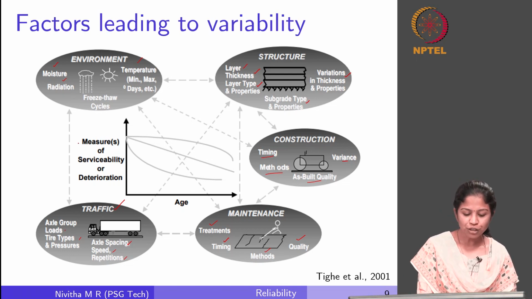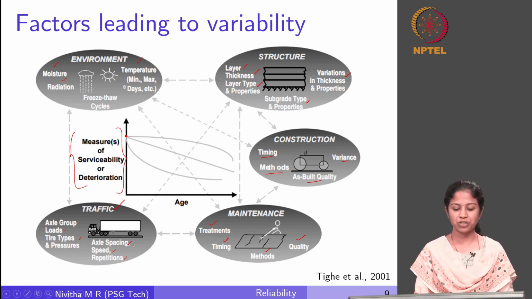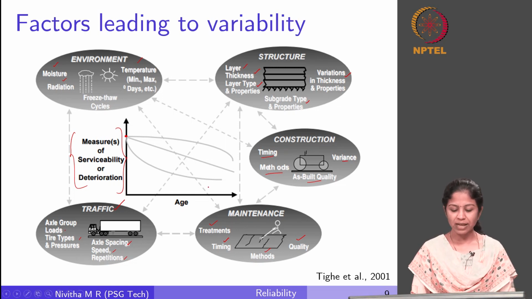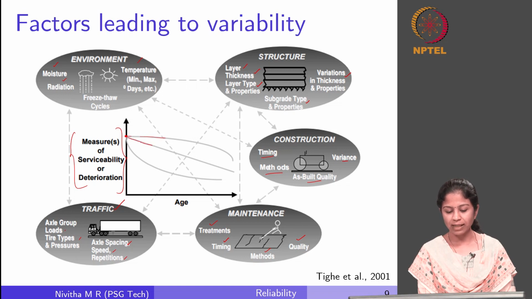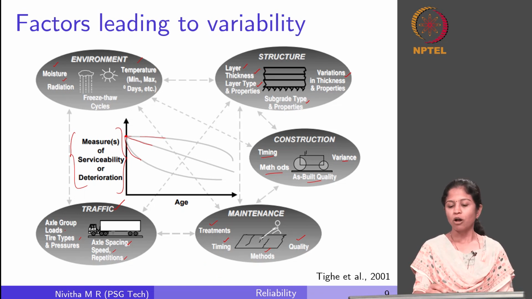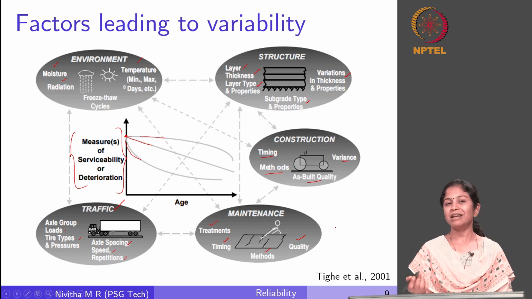So, my measure of deterioration of a pavement: let us say this is the condition of a new pavement in its as-built state. If this is the serviceability of that pavement, it is going to deteriorate with age, right. How does it deteriorate? It can deteriorate like this or like this or like this. So, the manner in which the pavement deteriorates is the combined influence of all these parameters discussed here and the manner in which they vary.